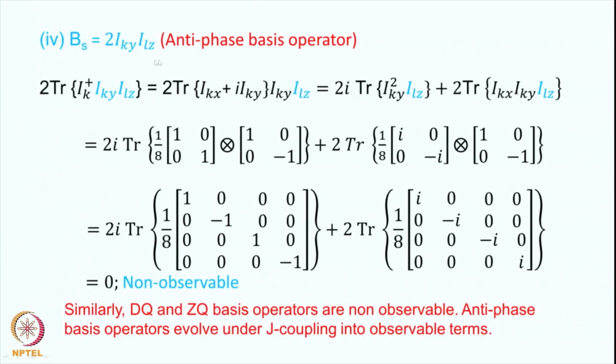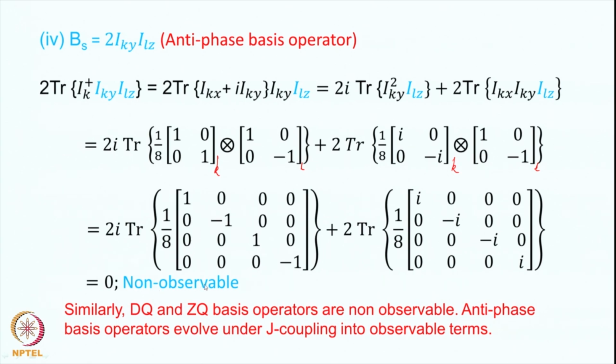Similarly, if I take 2IKY ILZ, which is again antiphase basis operator of the K spin, antiphase with respect to L, so I substitute here IKY ILZ, it's the same calculation, and you have 2I trace IKY square ILZ plus 2I IKX IKY ILZ. So once again we do the same thing here, and this is for the K spin and this is for the L spin, and here it is again for the K spin and this is for the L spin, and then we take a direct product of these two matrices. So I get here 1 minus 1, 1 minus 1, and here again I get minus I minus I, and you see the trace of this is 0 and the trace of this is also 0. Therefore this is non-observable.